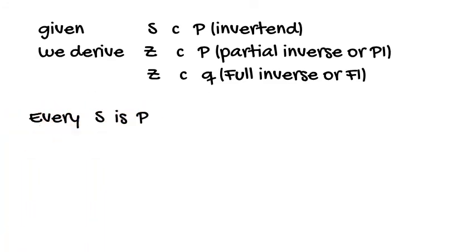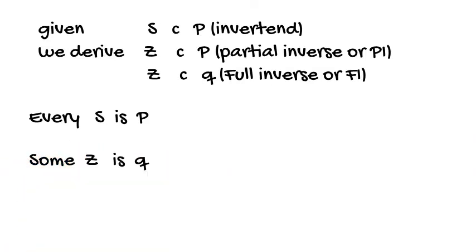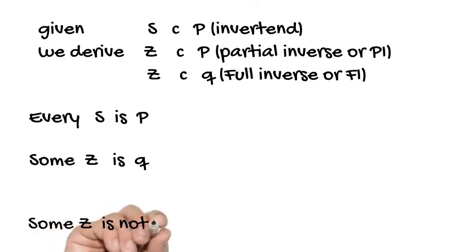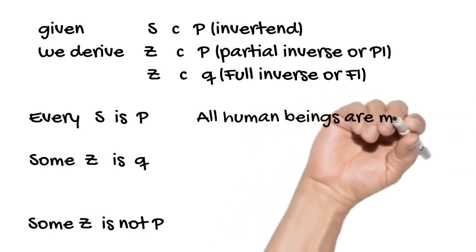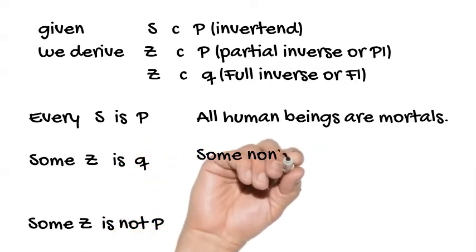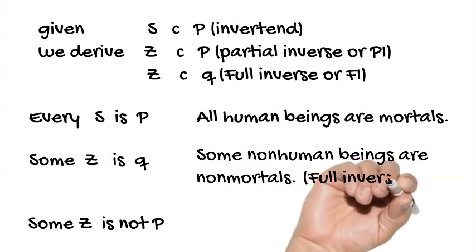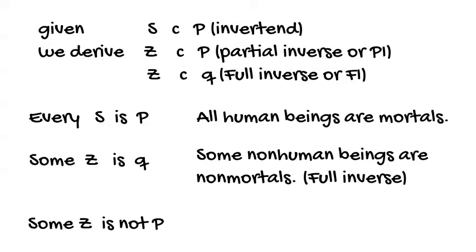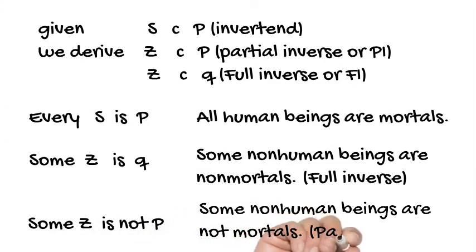So if we compare the template of the inversion and the result of our application, the given proposition S is P is all human beings are mortals. We have the full inverse, which is some non-human beings are non-mortals, and we have the partial inverse, which is some non-human beings are not mortals.